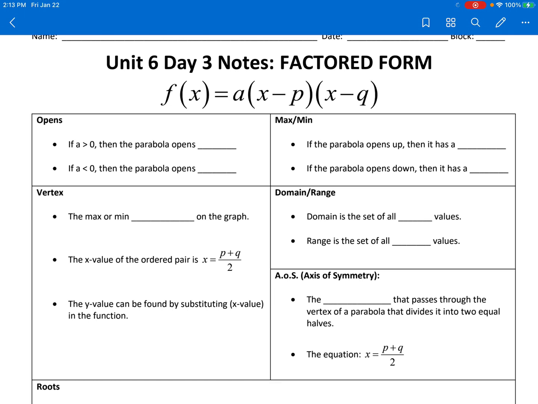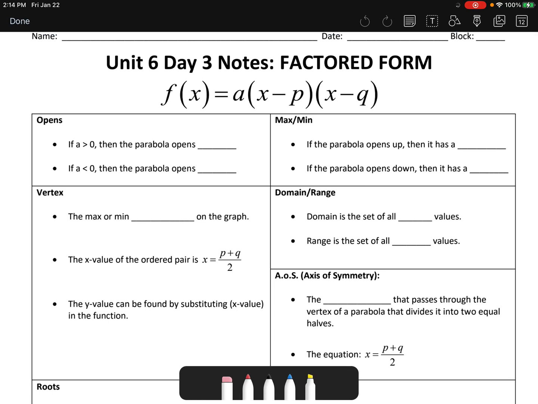And it is of the form f of x equals a times the quantity x minus p times the quantity x minus q. And that is where our factors are going to come from. Our roots, our zeros, our solutions, and our x-intercepts are going to be p and q. But first, let's slow down a little bit and just talk about the stuff we already know.